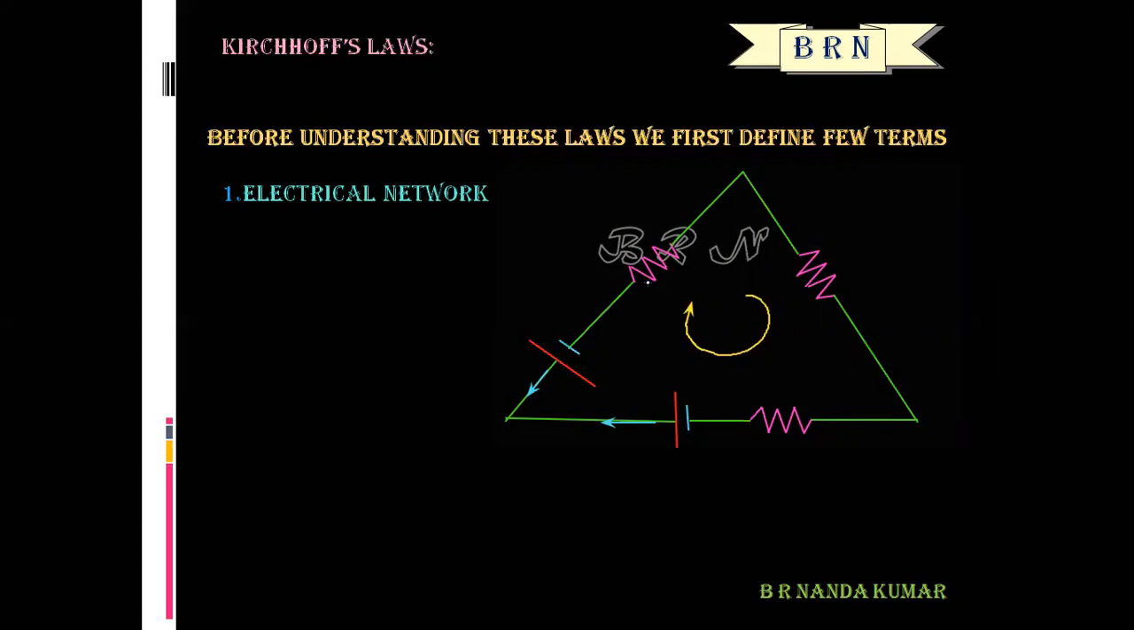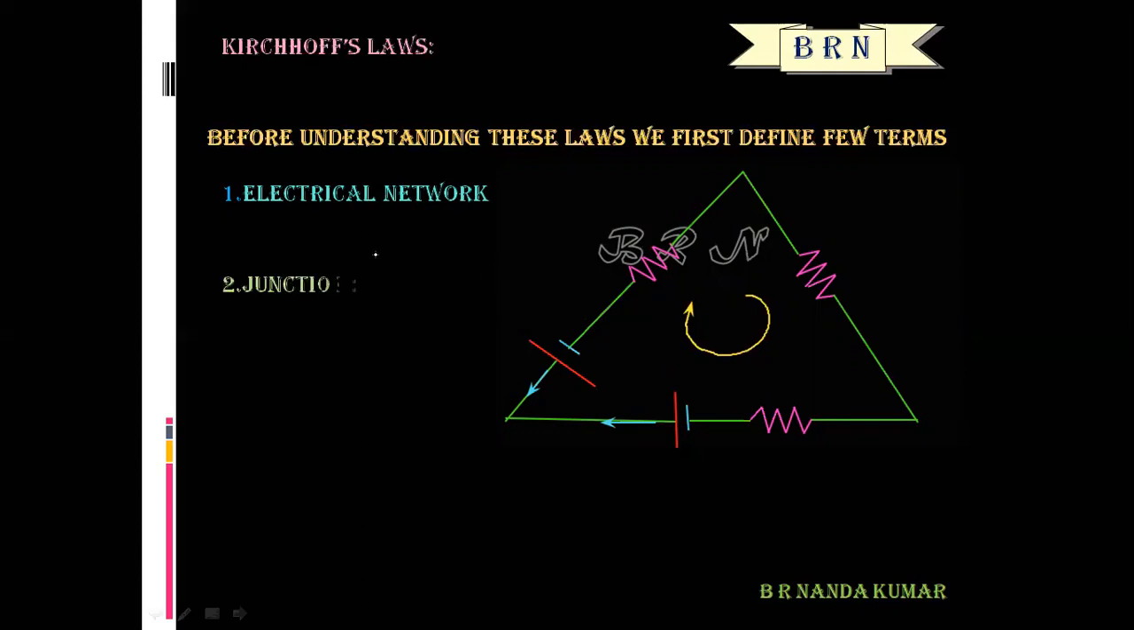A resistor is a circuit element which offers certain opposition to the flow of current. And here the cell is the energy source. What is the meaning of cell? A cell is a device which provides the necessary potential difference to maintain the continuous flow of current in the circuit. The electrical network means the interconnection of circuit elements and energy sources.